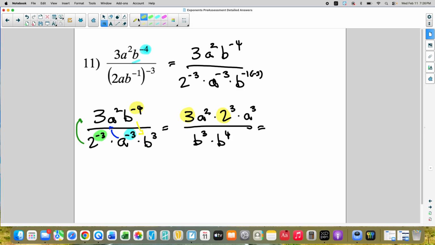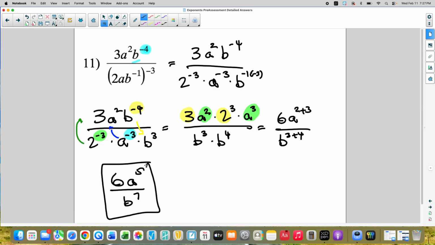3 times 2 is 6. We have a squared and a to the third, a to the 2 plus 3 over, we've got our b, 3 plus 4. So that's 6a to the 5th, b to the 7th. Not bad. Not bad at all. Let's just highlight these just to show that we're getting that.